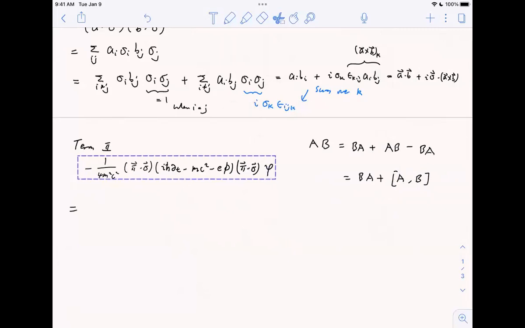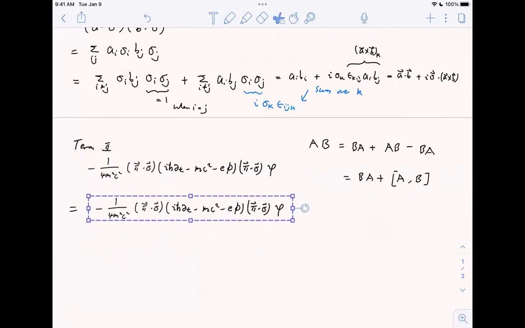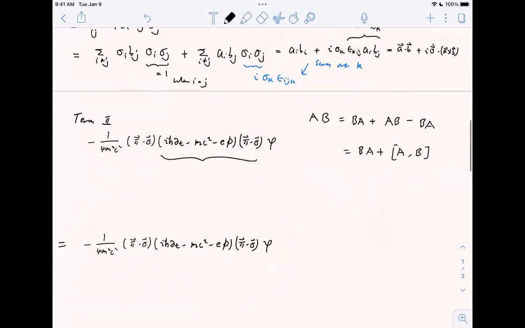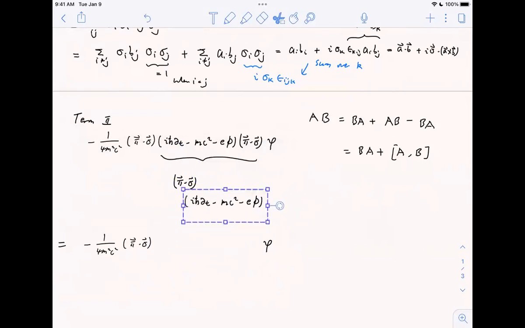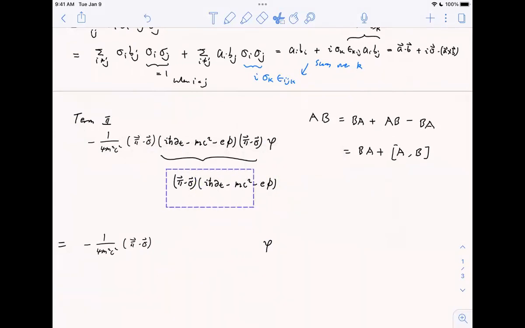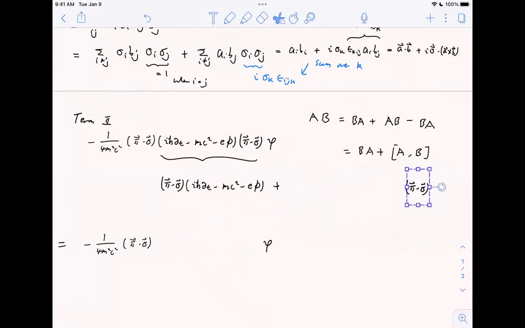So let me use this copy and paste function. Okay, this can accelerate a little bit. Let's only deal with this term here. Only this term. So this term is equal to, you switch the order, switch the order, switch the order, and then plus the commutator. Copy. The order is important.